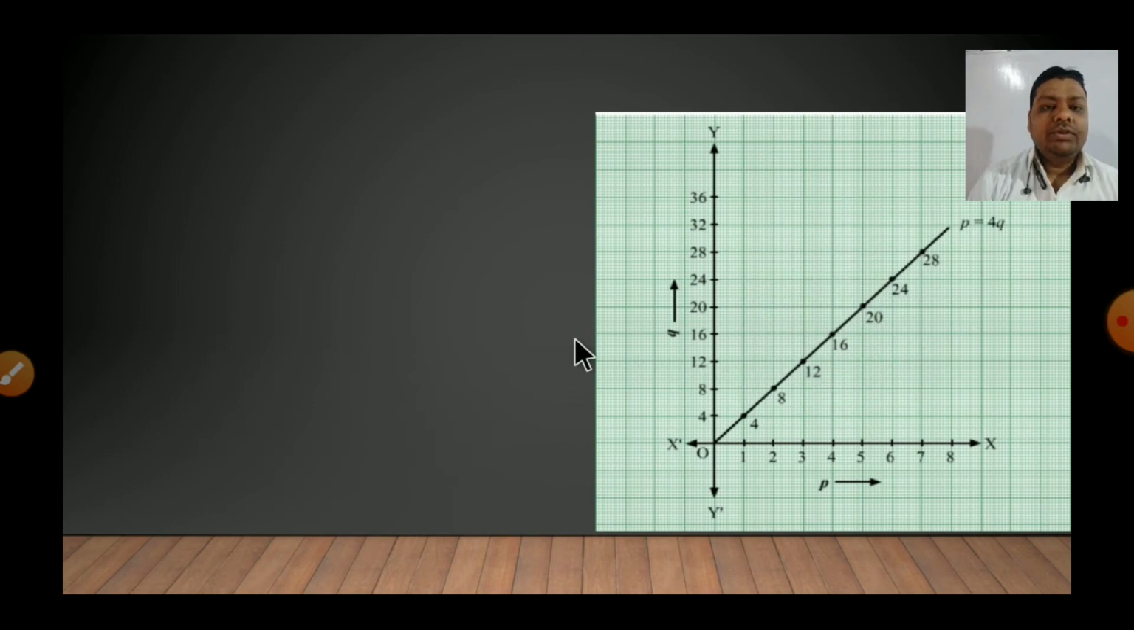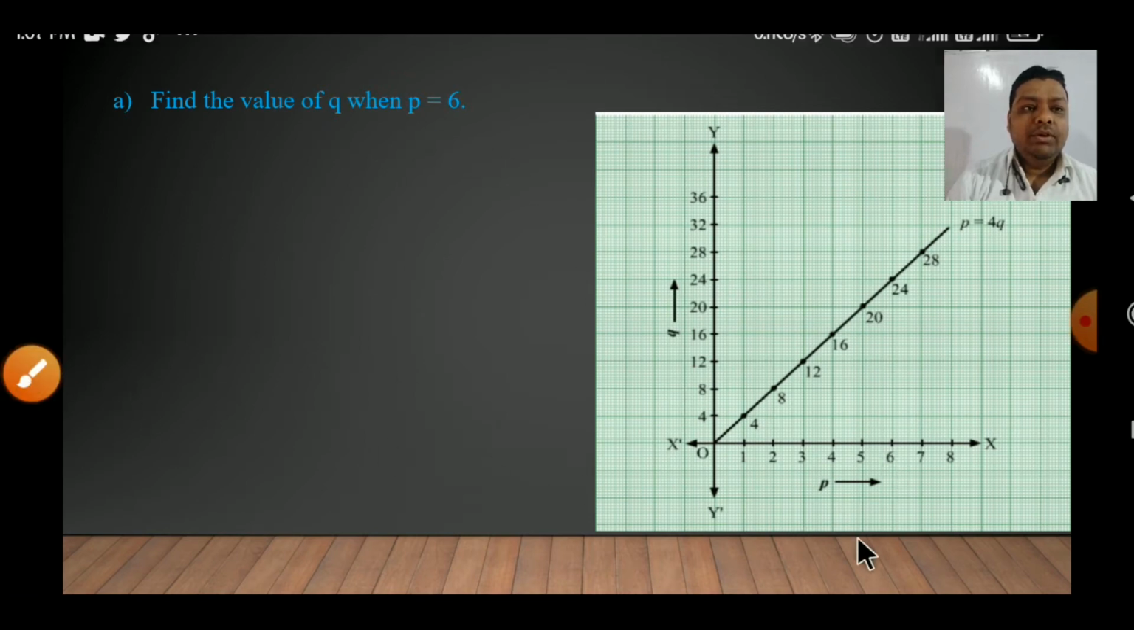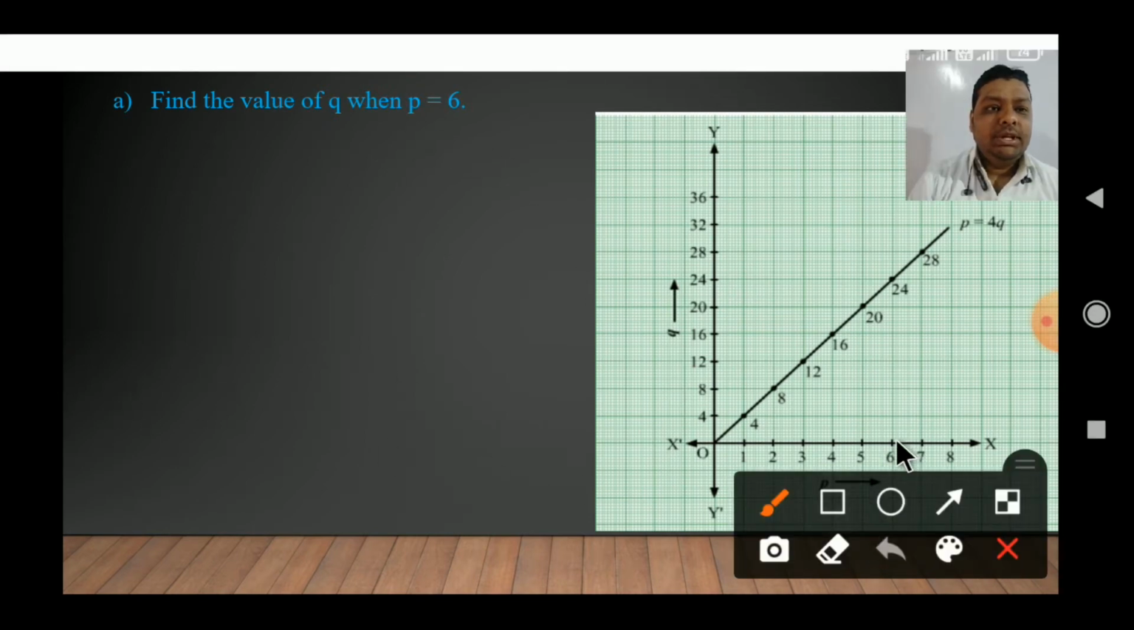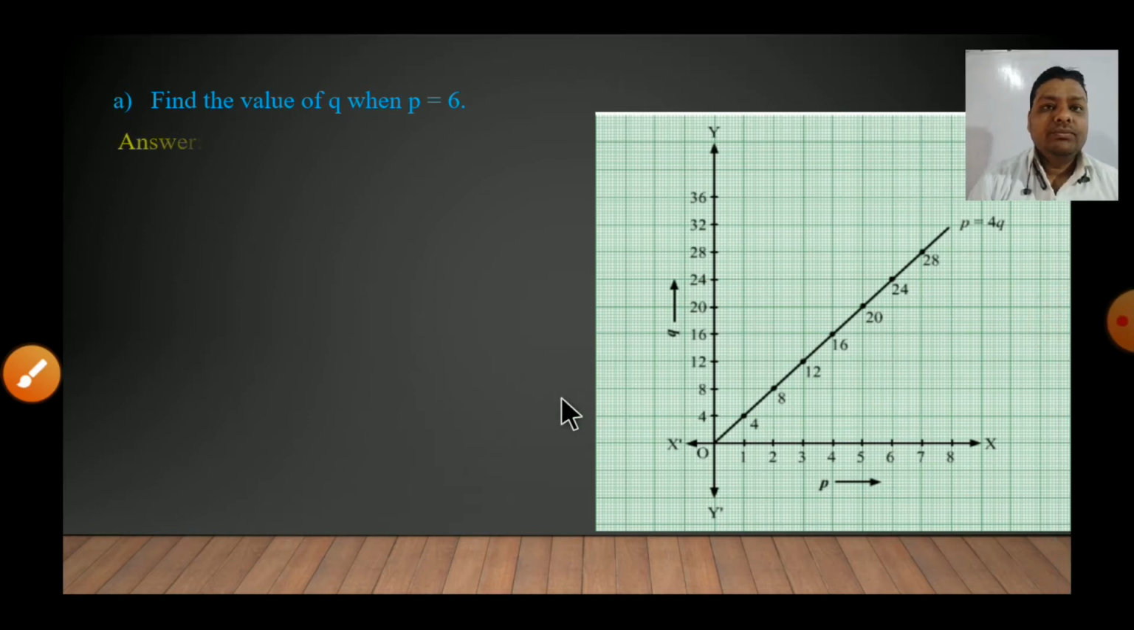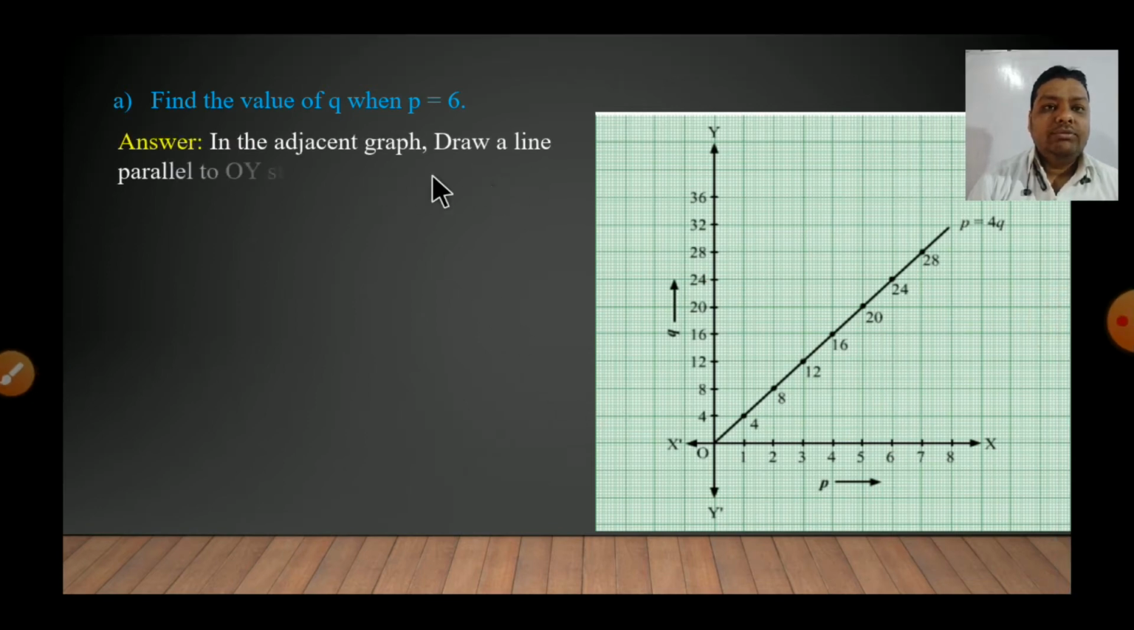The first question is to find the value of q when p is equal to 6. You can see p is 6 here. If you draw a line like this, then at q it is 24. So we can say that in the adjacent graph, draw a line parallel to OY, starting from 6 units. Clearly the value of q will be 24 units.